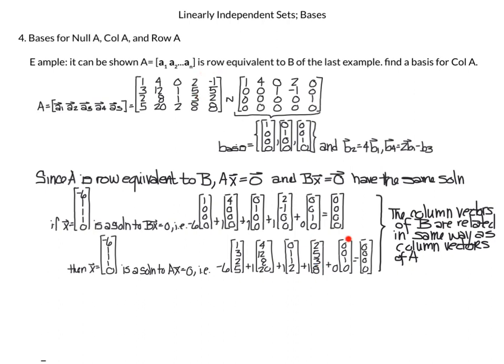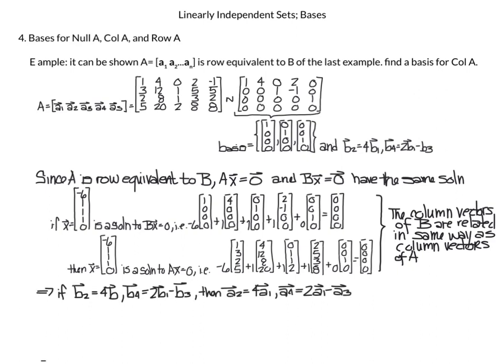last column vector. Actually, I wrote the wrong column vector, let me change that. 0 times the last column vector, negative 1, 5, 2, 8, equals 0, 0, 0, 0. This is an 8 here. And I wrote this out in painful detail, but I wanted to tell you that the column vectors of B are related in the same way as the column vectors of A.